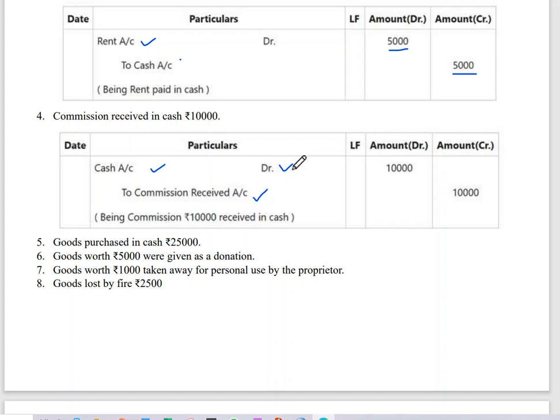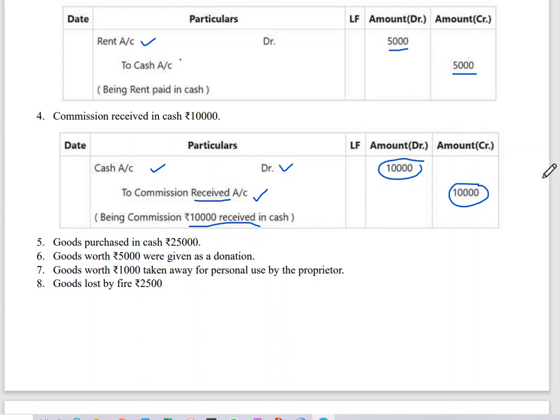So here the transaction is cash account debit to commission received account. Why have they specifically said commission received? Because the amount is received here. There may be chances that a commission paid kind of transaction may arise, that's why they have specifically said commission received account. You can also write commission account. So being commission of rupees 10,000 received in cash, 10,000 should be debited to cash and 10,000 should be credited to commission received account.